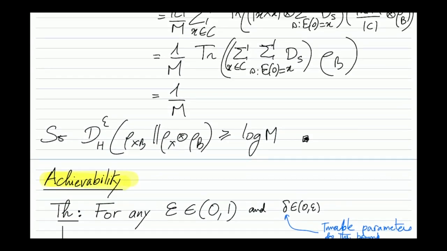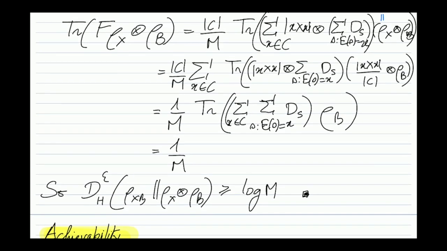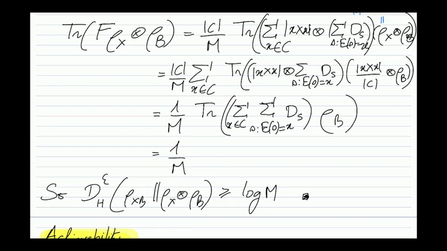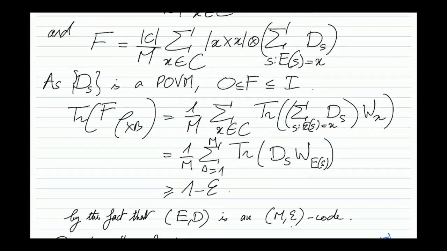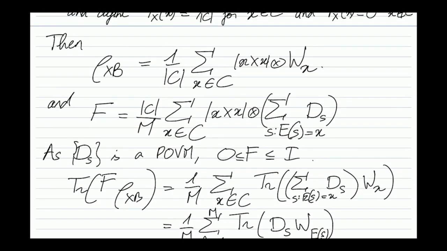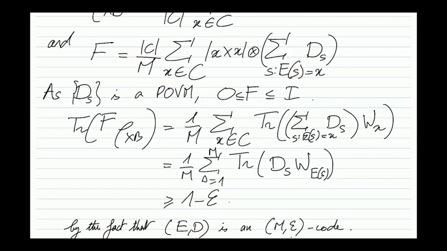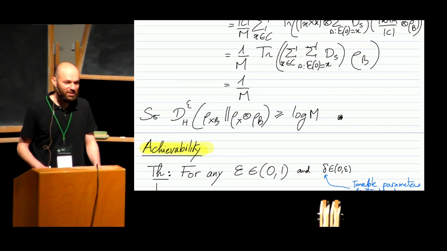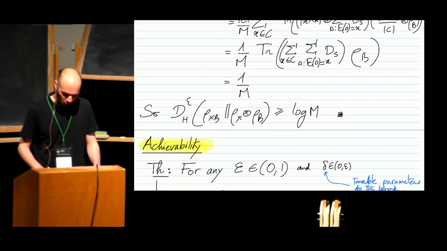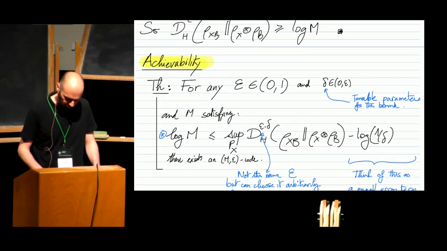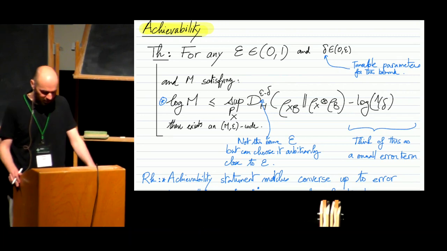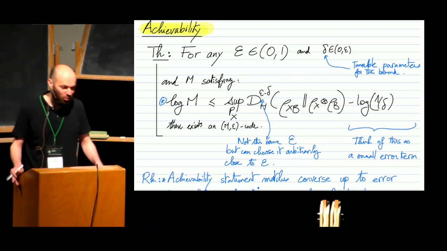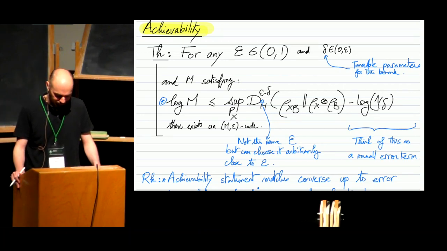Good. Now we have shown the converse and how it's tightly related to hypothesis testing. You might ask, are we losing by going to hypothesis testing? Does hypothesis testing between rho XB and rho X tensor rho B characterize in some sense this M opt? Here we'll see that it is basically the case, up to some small error parameters.